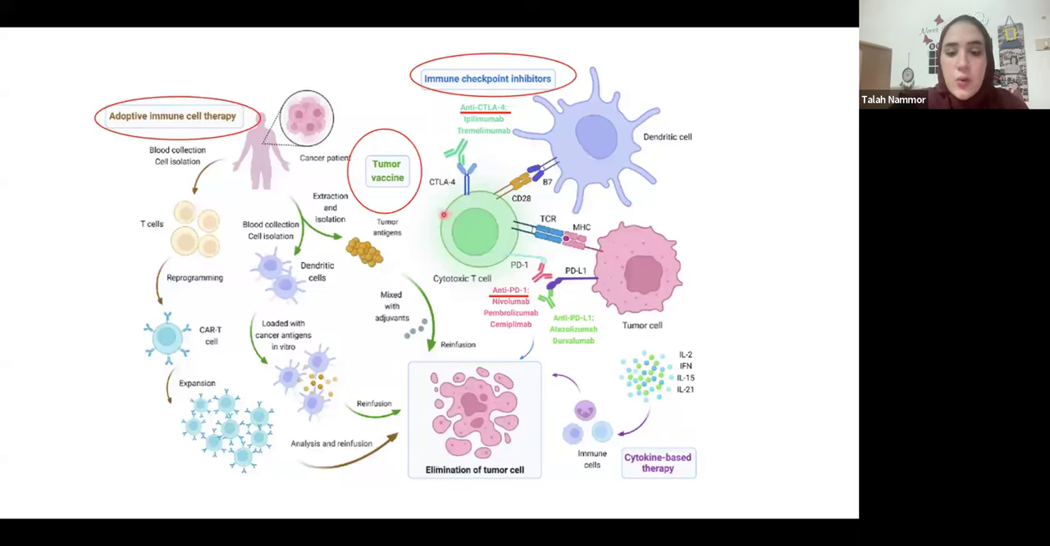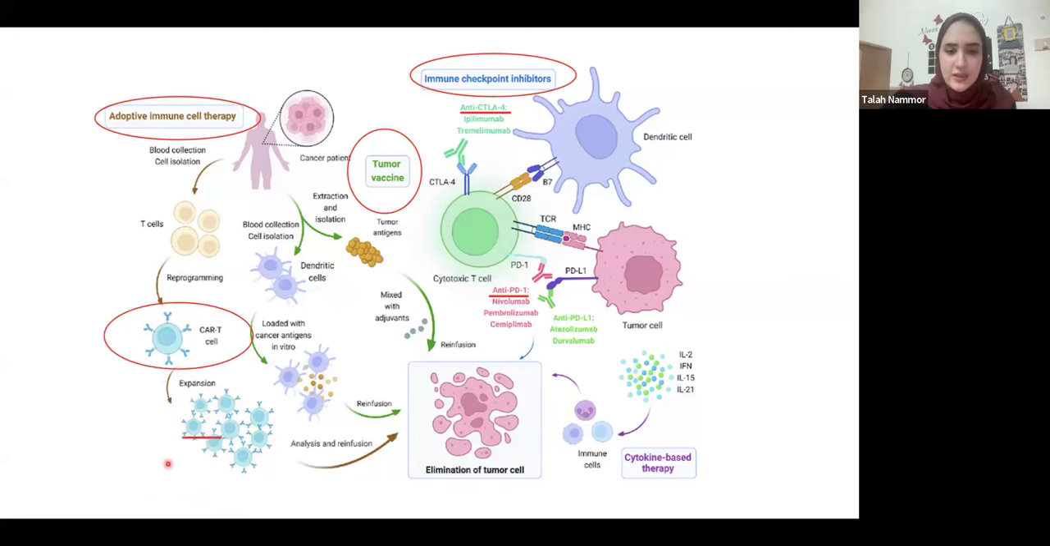We have something called tumor vaccine. Tumor vaccine is a field that they're still studying; it's still very new. It's basically a vaccine that can help prevent cancer in a way. I don't know the details of it, honestly, so I'm not going to go into it.